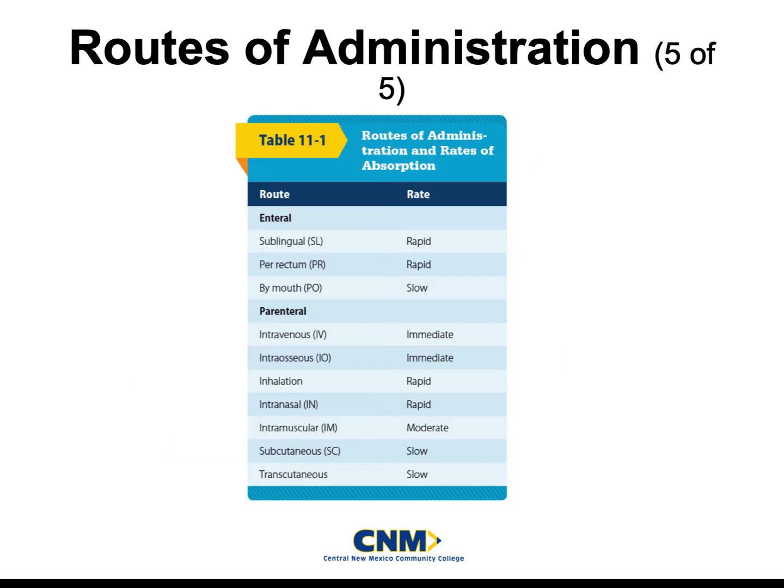This here is a real quick, down and dirty table of routes of medications. This is a table straight out of your book, found in chapter 11, your pharmacology chapter. It lists the common routes of medication and the rates of absorption, and it breaks them down into enteral and parenteral routes. But just remember, you are not doing the per rectum in the enteral and the parenteral. You do not do IVs. You do not do IOs. And you have no transcutaneous medications in your scope at the EMT basic level.